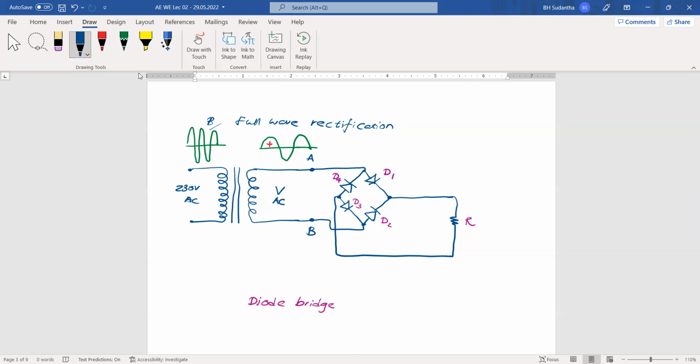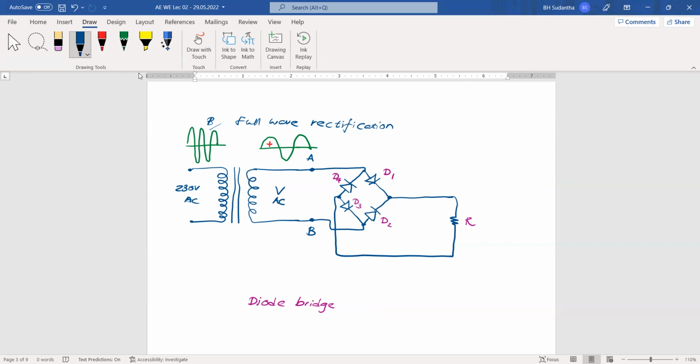This positive voltage can come here, and when it comes to this point, it sees this diode. Through this diode, it can go to the other side. D4 will be reverse biased, but D1 will be forward biased. Then when it comes to this point, there are 2 paths, but through D2 it will be reverse biased, so it is not possible to go through D2.